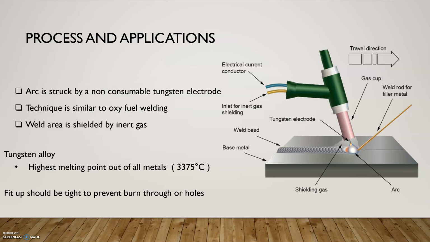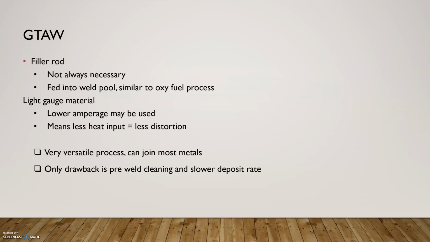Arc is struck by a non-consumable tungsten electrode. Tungsten is used because it has one of the highest melting temperatures. Welding techniques and fit up is very similar to oxy-fuel welding. The weld area is protected from atmosphere by an inert shielding gas, which is usually argon.